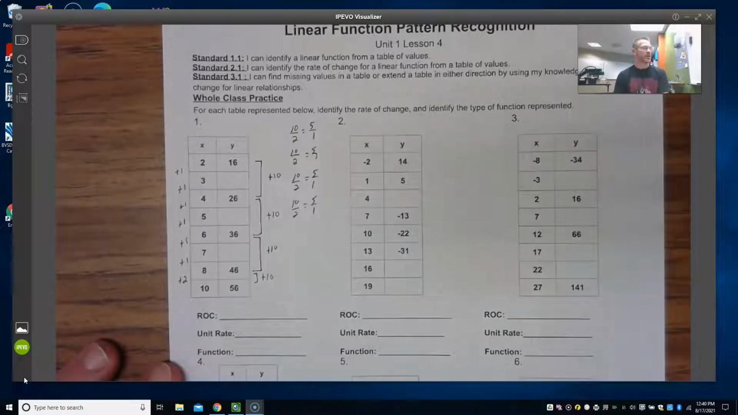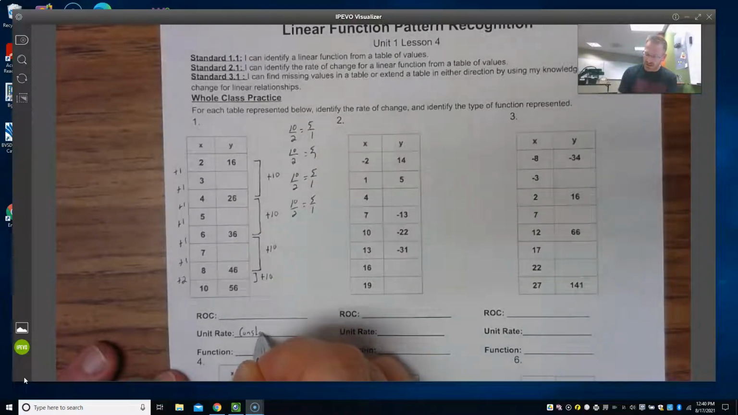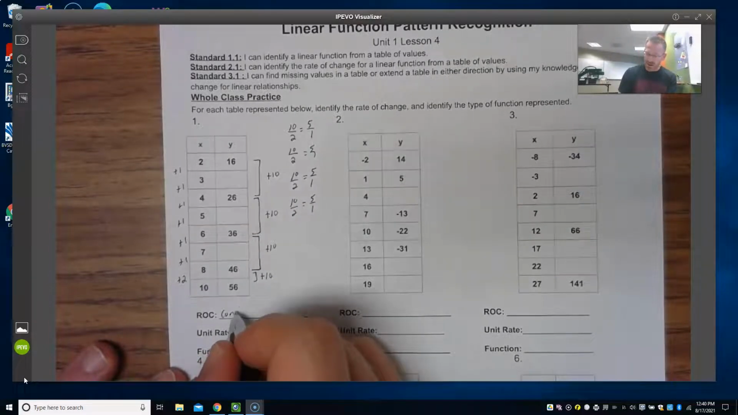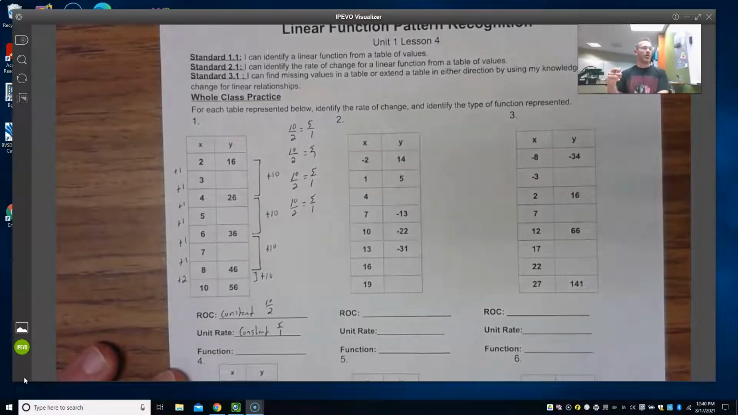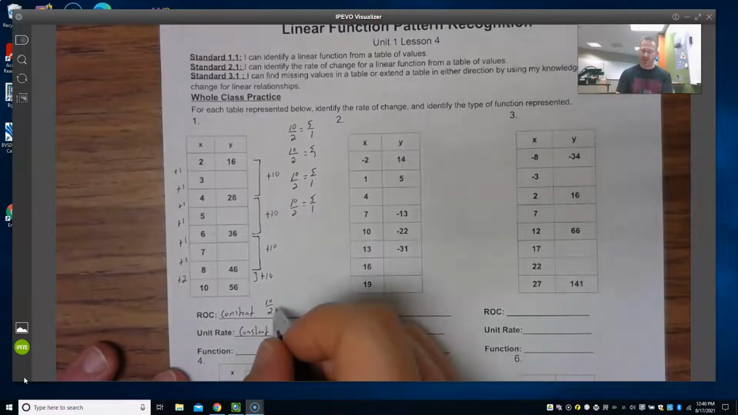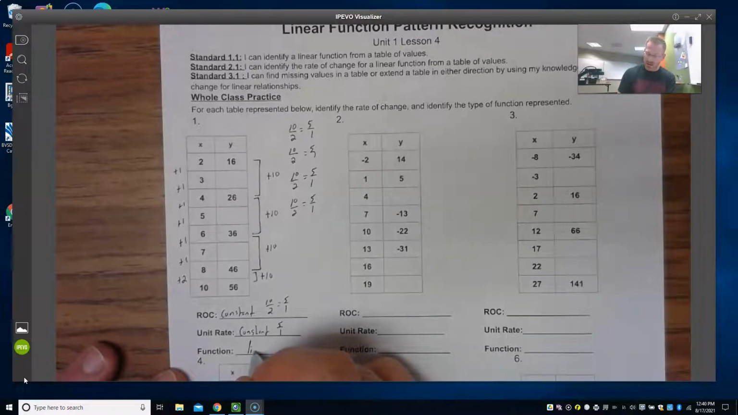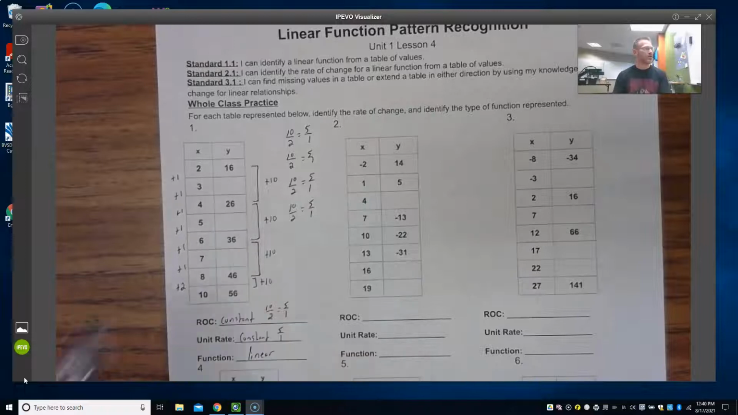Now I can see that it really is constant. My unit rate of change is a constant of 5 to 1. And my rate of change, you can write that either way. It looks like it's a constant of 10 to 2, or if you want to put 5 to 1 there, that's okay too. And we know if it's a constant rate of change, then that means that this is, in fact, a linear function.